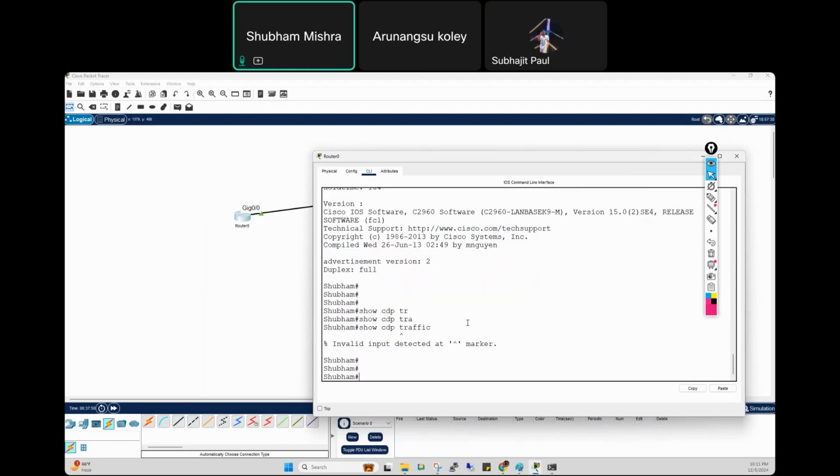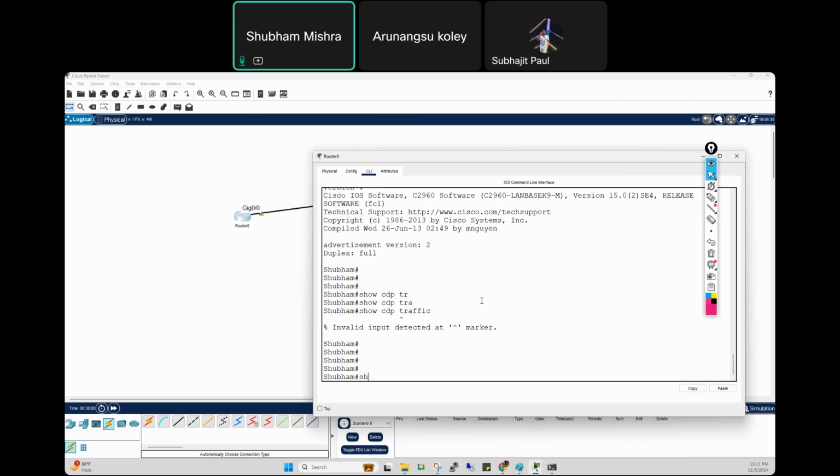CDP traffic, you guys will get CDP counters. Actually, how many output you are getting, how many packets you send, how many packets you receive, what is the CDP version. So basically these things you guys will get here. Clear na? Everyone, yes or no?